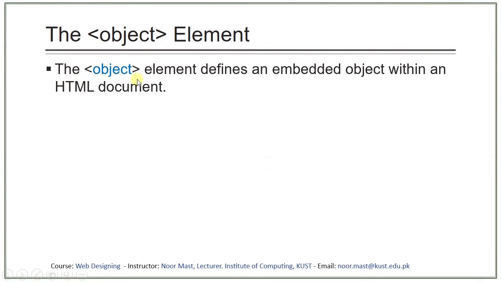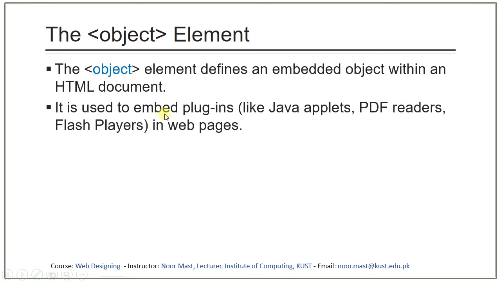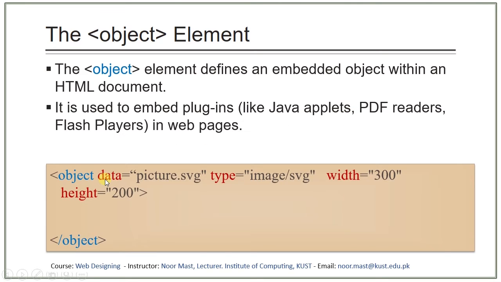The object element defines an embedded object within HTML document. It is used to embed plugins like Java Applets, PDF Reader, and Flash Player in web pages. The object element uses the data attribute to point to the resources and the type attribute to define its main type.